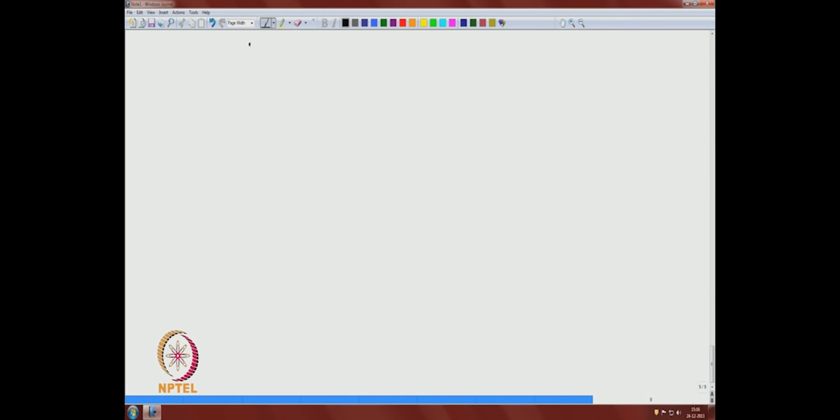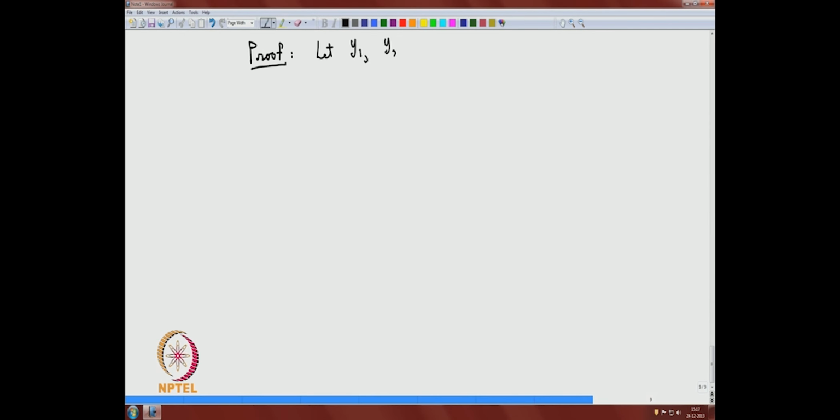To prove it, we have to just produce two independent solutions. Do not get confused when I am producing two independent solutions, it is only a theoretical production. It does not give you the method to find them, because we do not know how to solve the equation. So let y1, y2 be solutions to the initial value problem. Now I am considering an initial value problem.